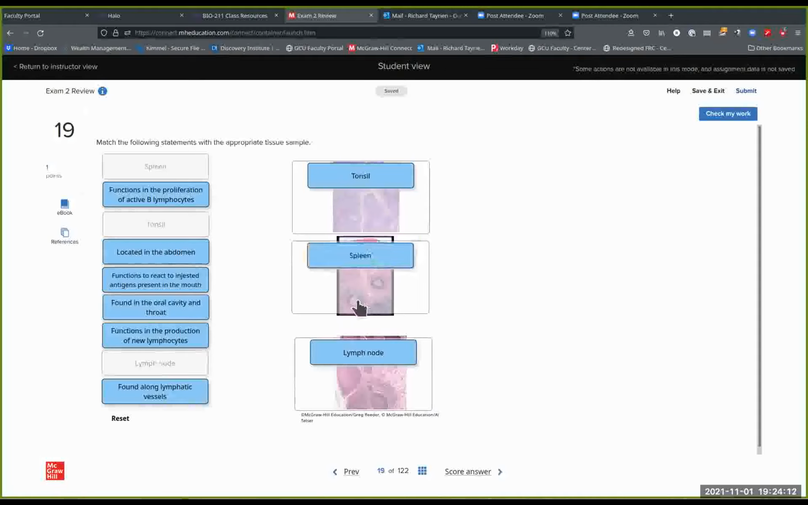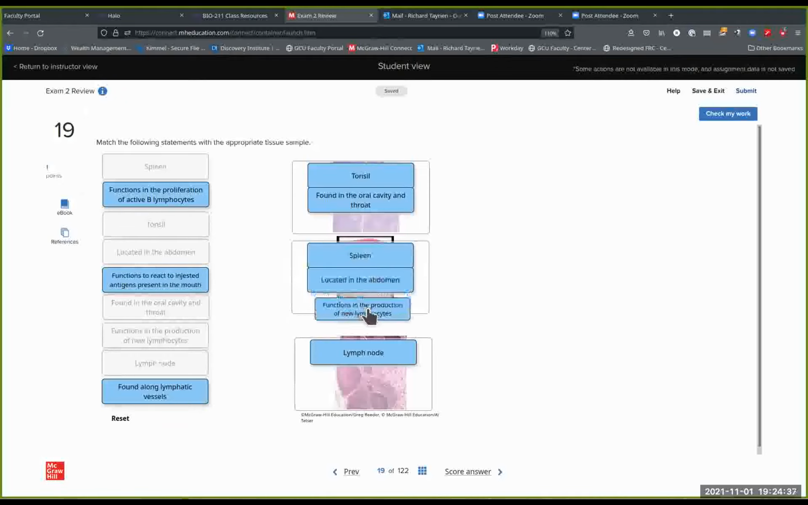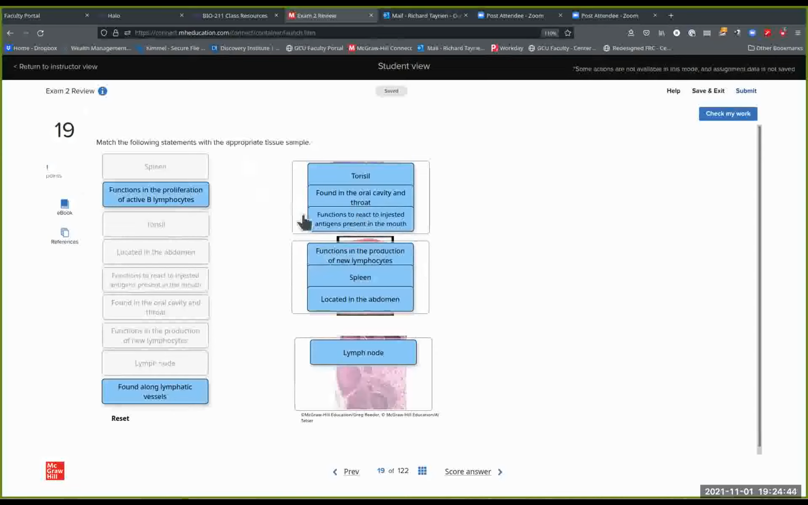Spleen has these white pulp and germinal centers that we saw. So the spleen is located in the abdomen, of course. Tonsils found in the oral cavity. Spleen functions in the production of new lymphocytes. Tonsil functions in protecting against, reacting to ingested antigens.